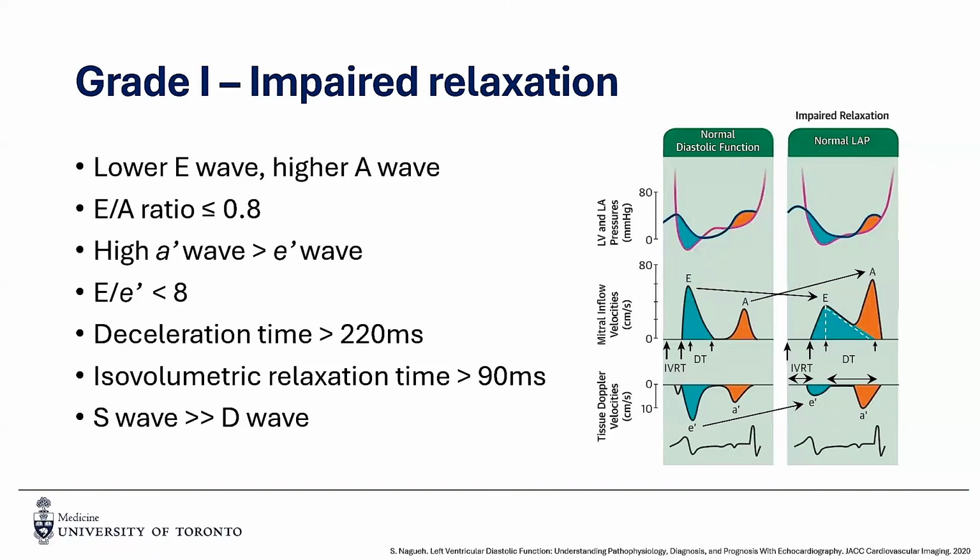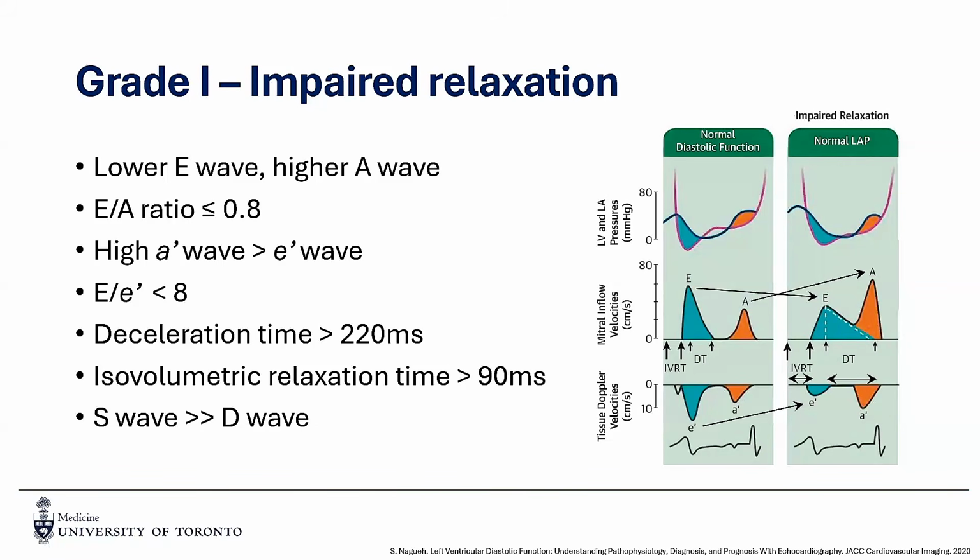Now, if we look at deceleration time, your deceleration time is going to be relatively prolonged. And this makes sense because of the slow relaxation and your relatively low left atrial pressures that are not compensating quite yet. And so because of this, the blood is almost trickling across the mitral valve rather than being pushed or pulled through. And so your E wave just simply takes much longer to decelerate.